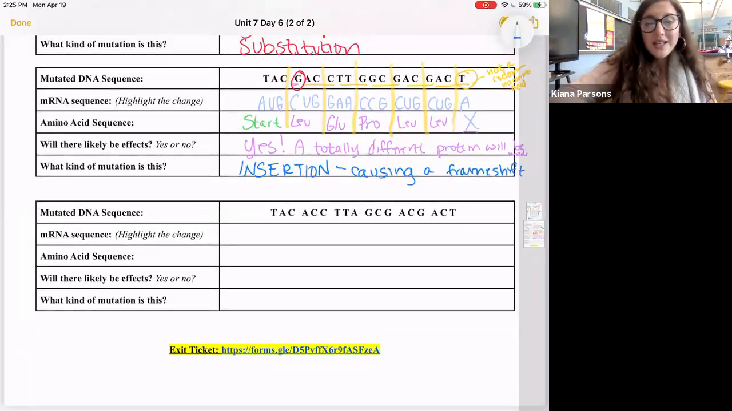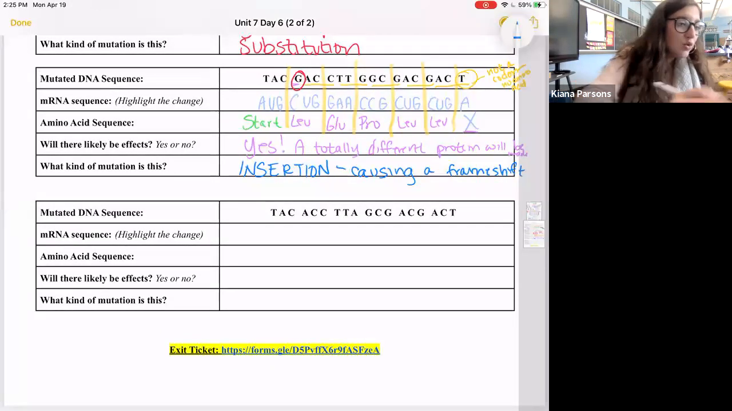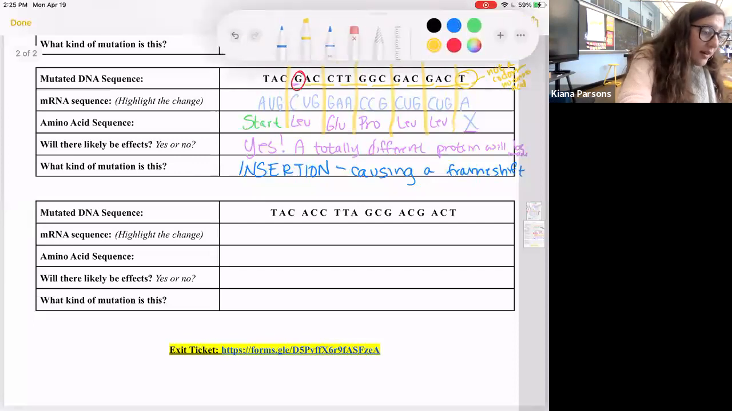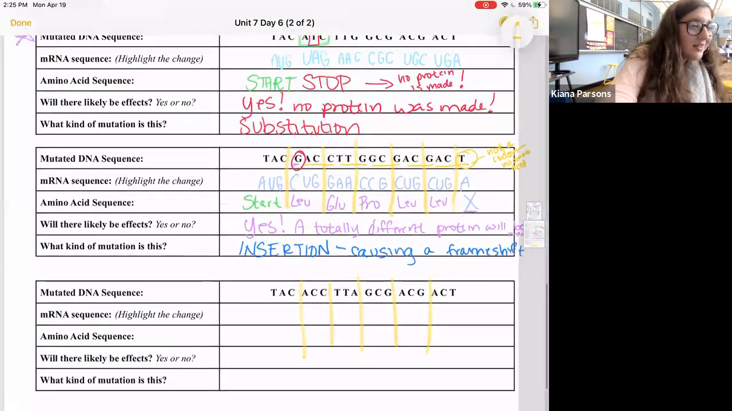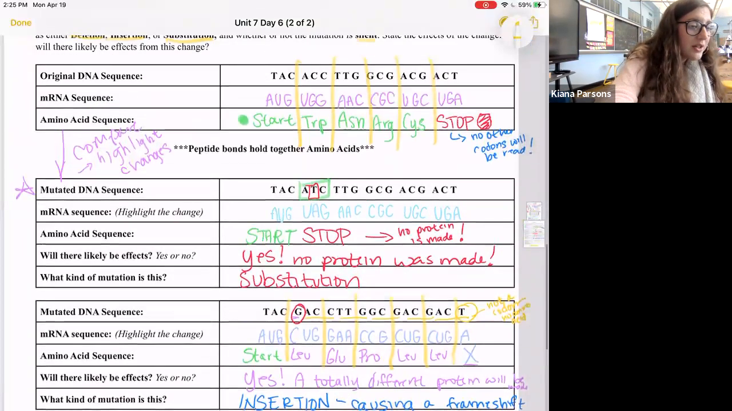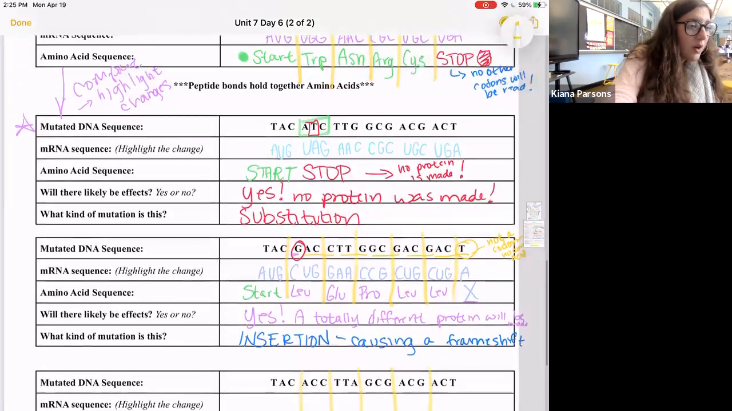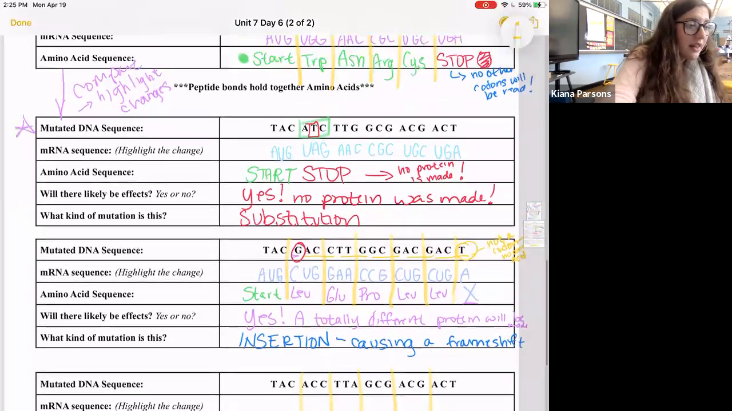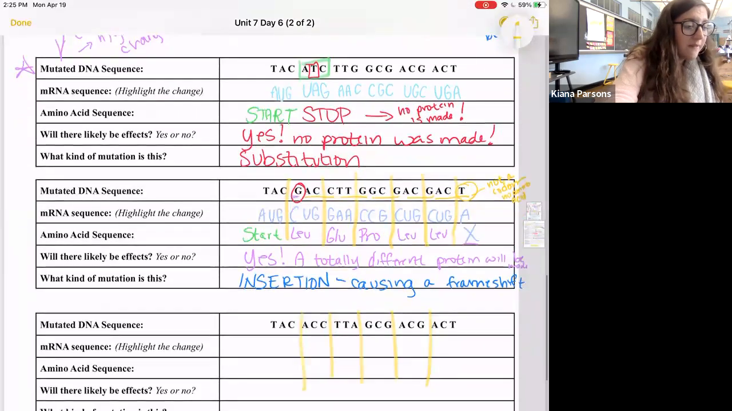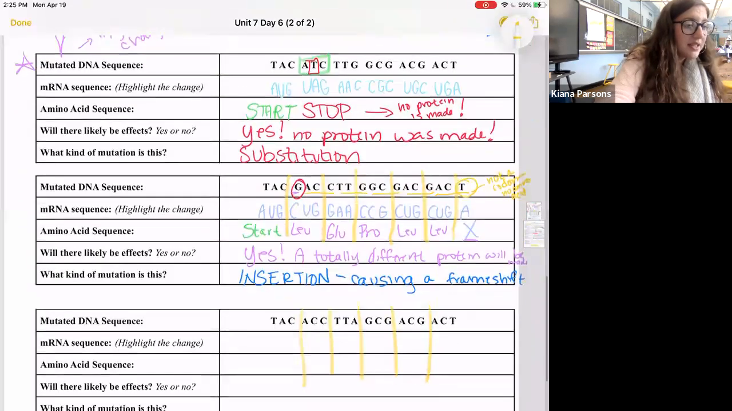All right, so now this last one, we can do it. We're going to separate out into codons. And we can see here, this looks very similar to our original strand of DNA. The first two codons are exactly the same. The third codon is a little different. The fourth codon is the same. The fifth codon is the same. And the sixth codon is the same.